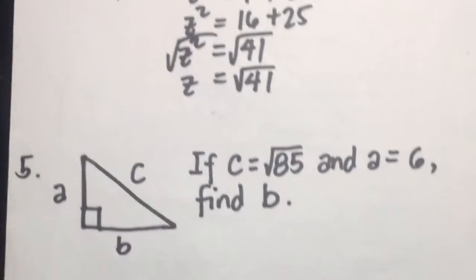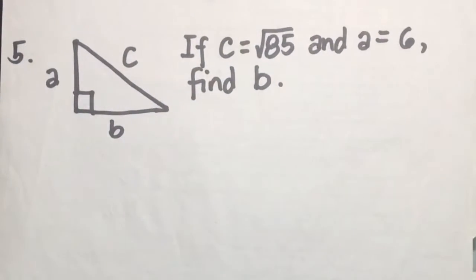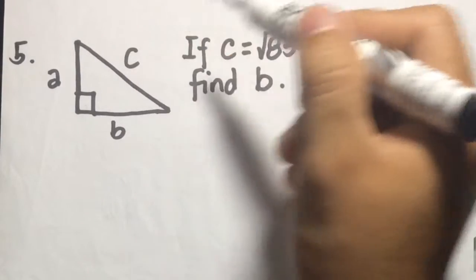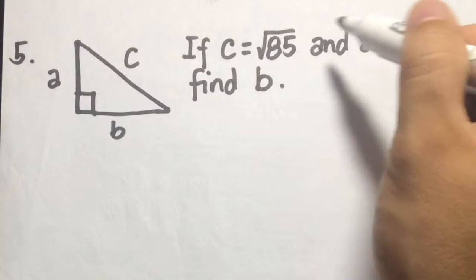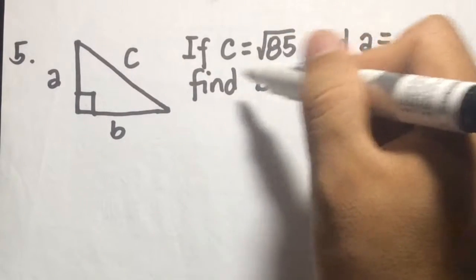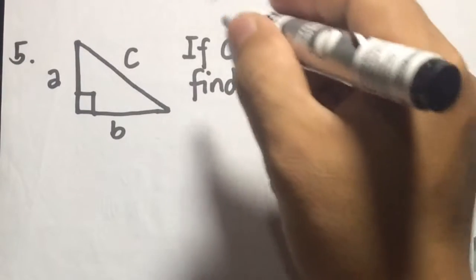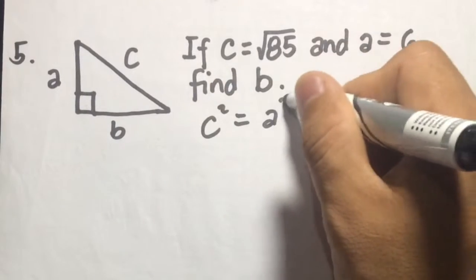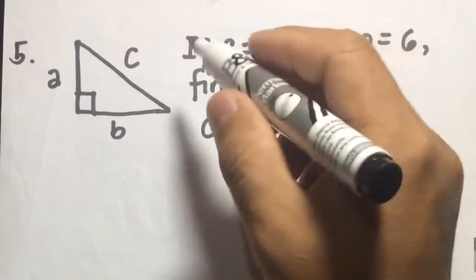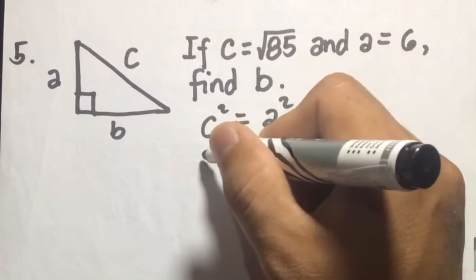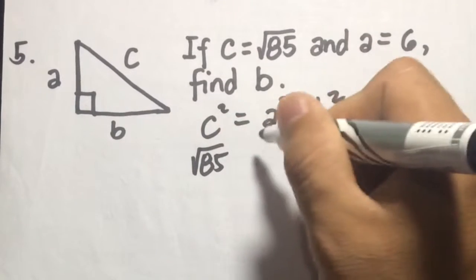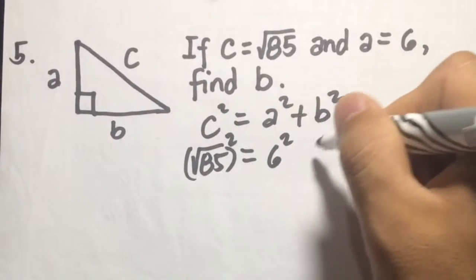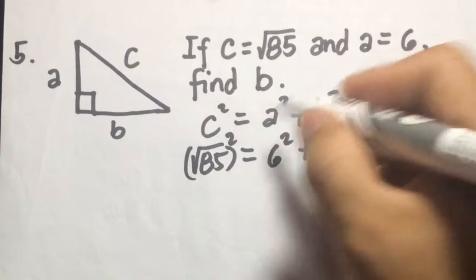Then example number 5. This is a figure here. A and B are the legs and C is the hypotenuse. Now if C is equal to the square root of 85 and A equals 6, find B. So C here is equal to the square root of 85. So we have the formula C squared equals A squared plus B squared. C is the square root of 85, so we have the square root of 85 squared equals A, which is 6 squared, plus B squared.